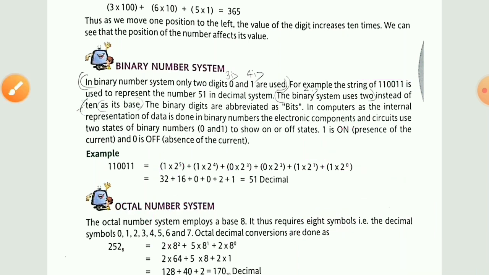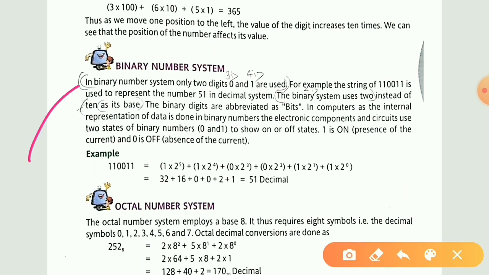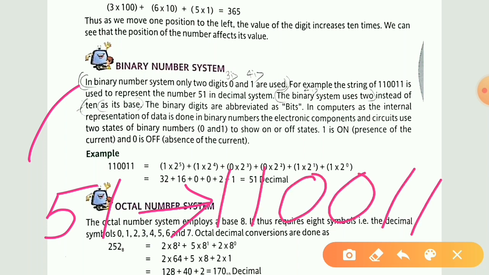Now let us go through the theory portion. In the binary number system, only 2 digits, 0 and 1, are used. For example, the string 110011 is used to represent the number 51 as a decimal number. As we have taken an example previously also, if you write down 51 in binary, it is going to give you 110011.